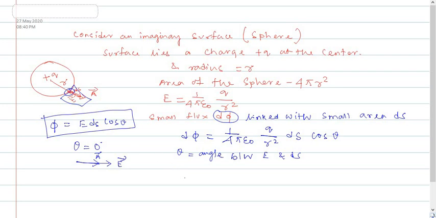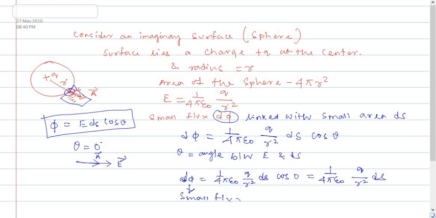Now if we put the value here, d phi is equal to 1 by 4 pi epsilon naught q by r square ds cos 0. So this is equal to 1 by 4 pi epsilon naught q by r square ds, since cos 0 is equal to 1. This is the small flux. Now pause the video and write it down.